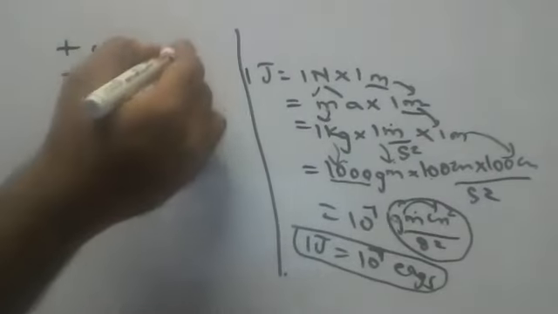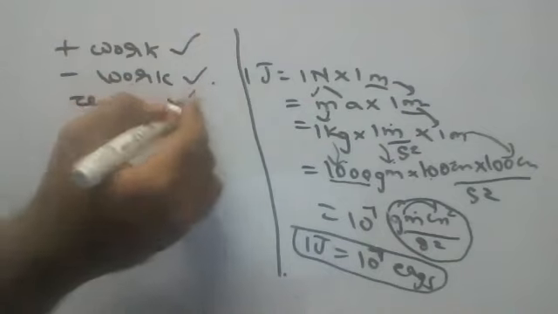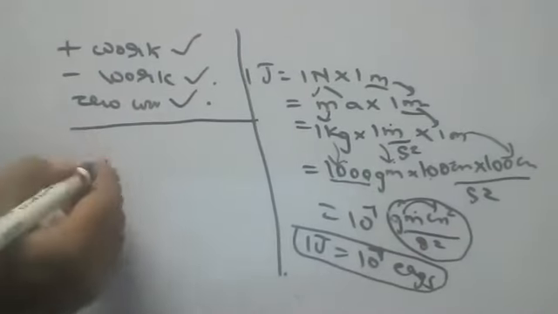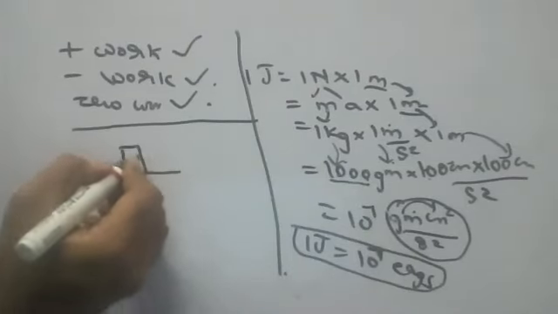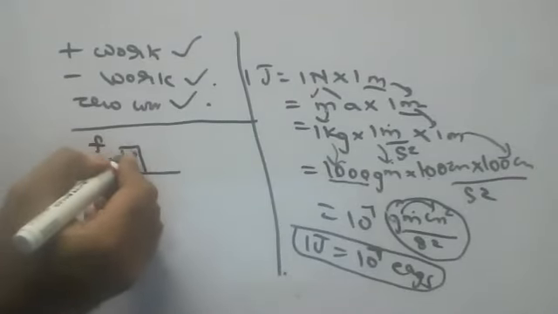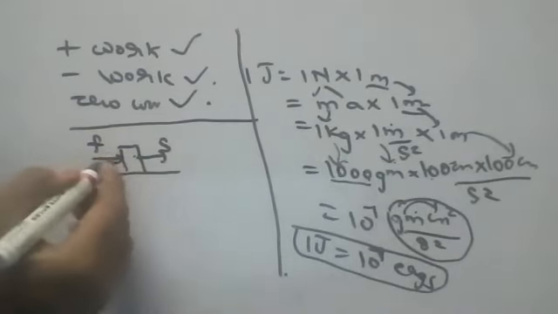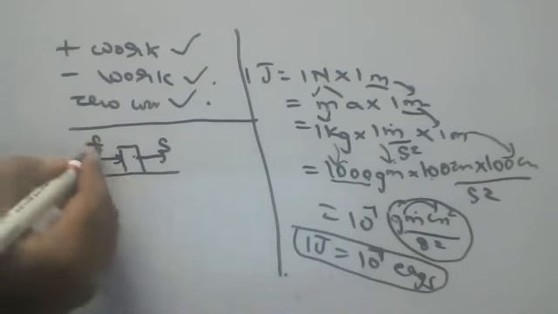So, children, there are positive works, negative works, and zero works. What is positive work? I will apply force, and displacement will also occur in this direction. Compulsorily it will occur.